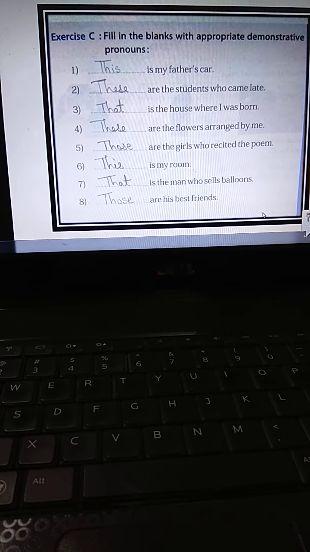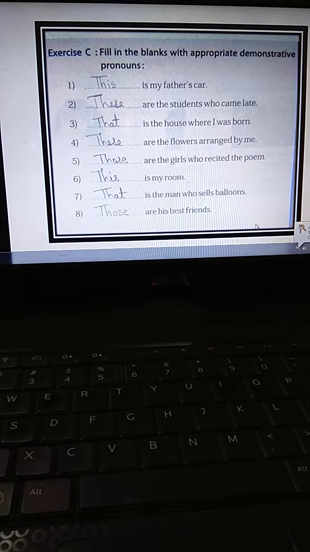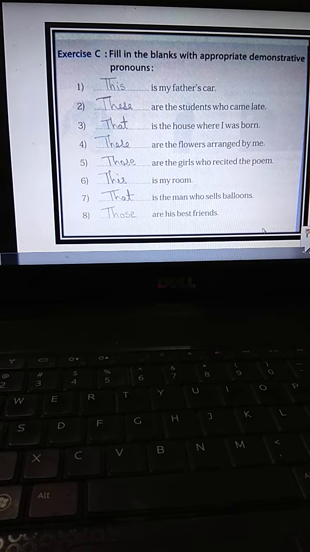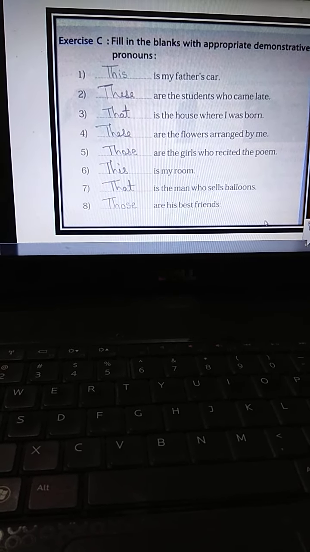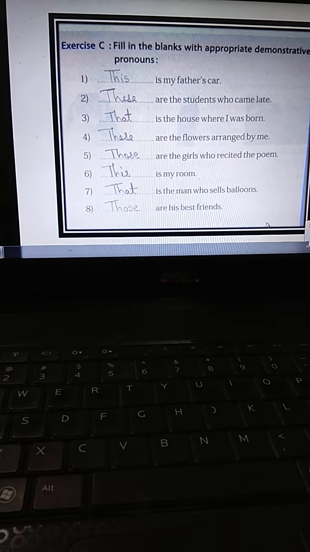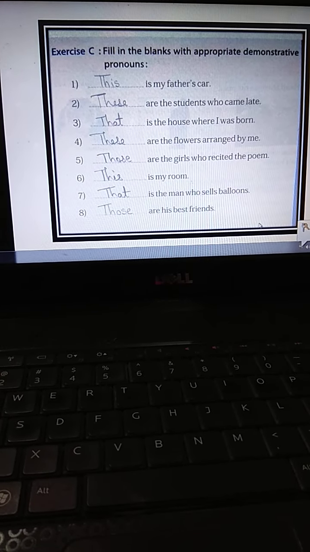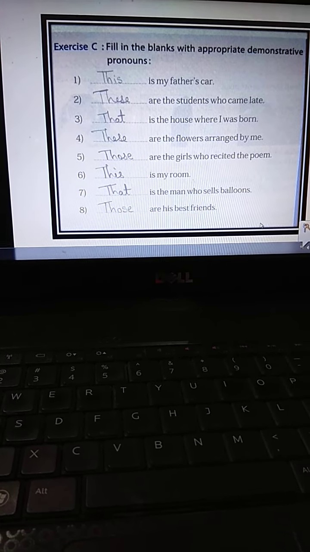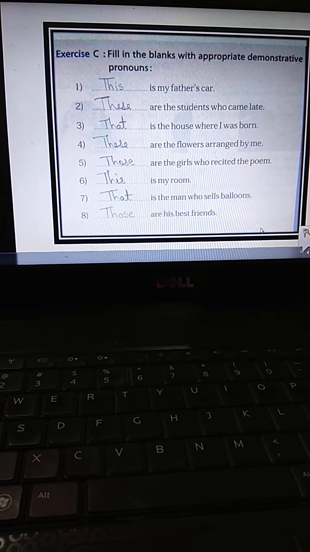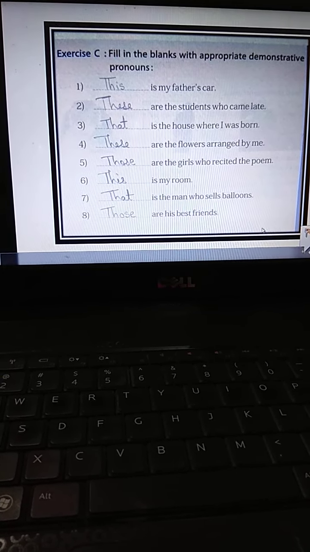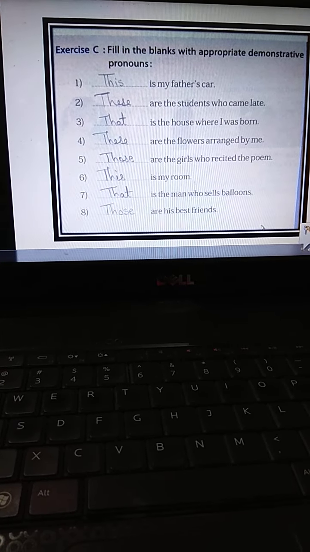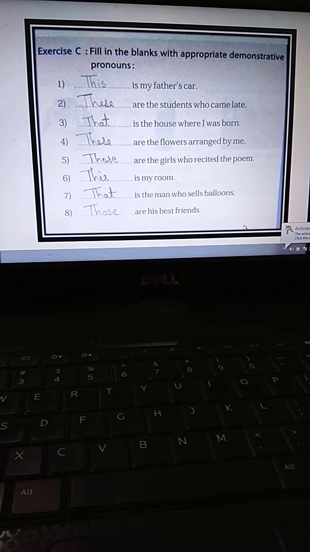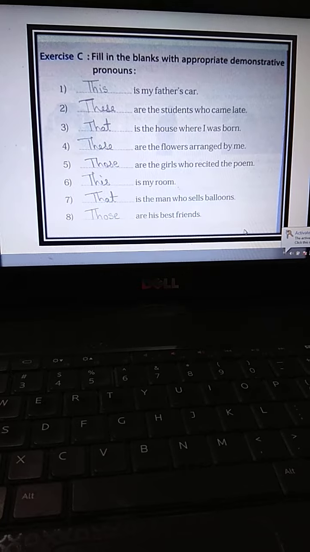1. This is my father's car. 2. These are the students who came late. 3. That is the house where I was born. 4. These are the flowers arranged by me. 5. Those are the girls who recited the poem. 6. This is my room. 7. That is the man who sells balloons. 8. Those are his best friends.